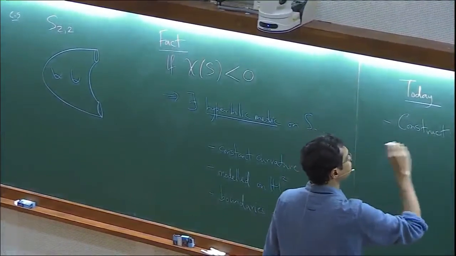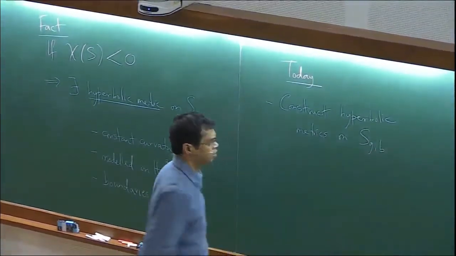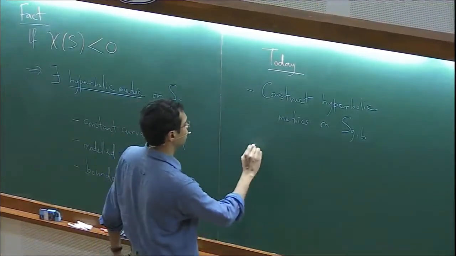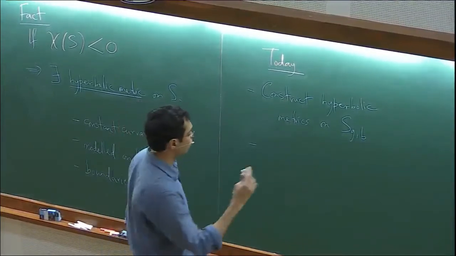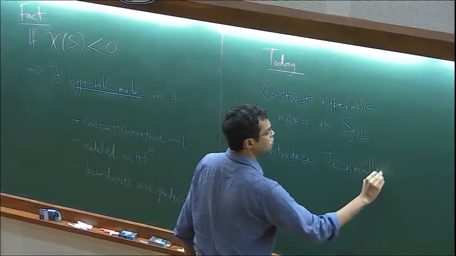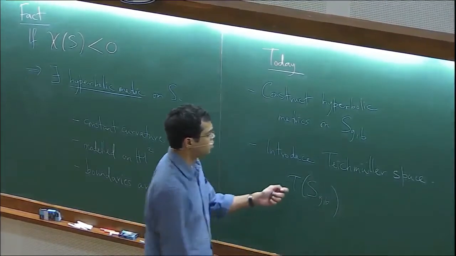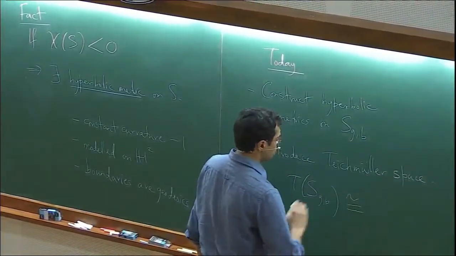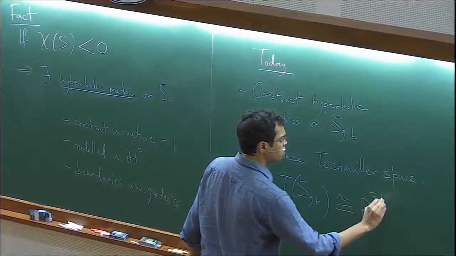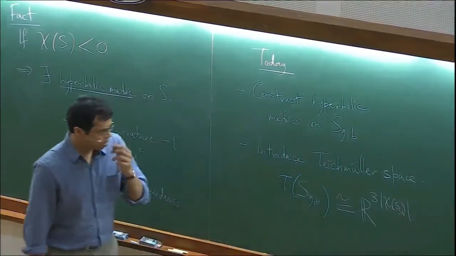So today I'll tell you how to construct hyperbolic metrics on such a compact surface S_{G,B}, and in fact our construction will cover all possible hyperbolic metrics, and that has a name. The space of all hyperbolic metrics on S, together with something called markings, which I'll explain, is called Teichmuller space. The goal today is to show that this Teichmuller space, T of S_{G,B}, is homeomorphic to a cell of dimension 3 times the absolute value of the Euler characteristic. Here S is just S_{G,B}. So that's the goal for today.